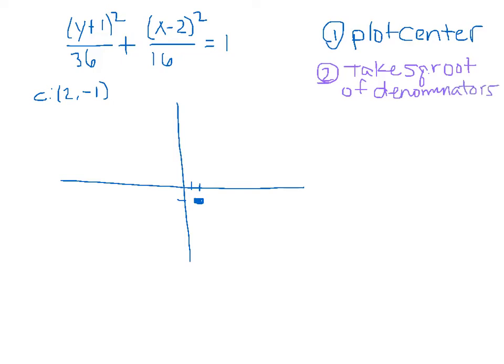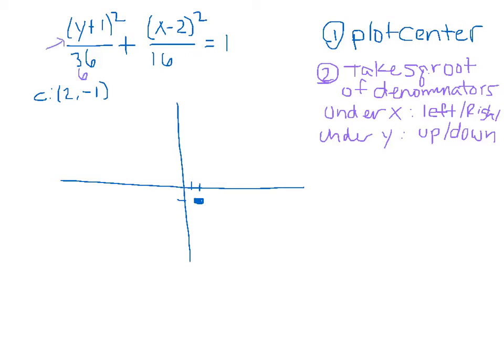Okay, so the denominator under x tells you left and right. The denominator under y tells you up and down. So if we look at the square root of 36, it is 6. That's under y, so this is going to tell me to go 6 up and down.